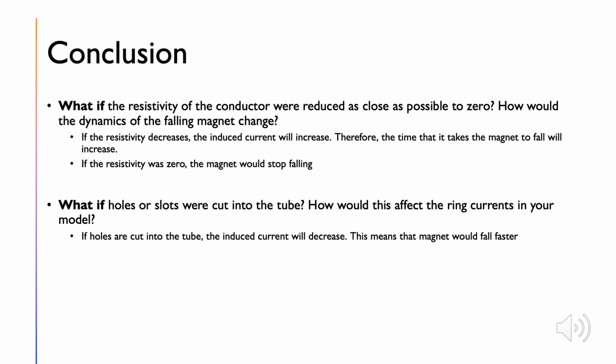If holes or slots were cut into the tube, this would affect the ring current in my model because there would be less rings and the induced current would decrease. Therefore, the magnet would fall faster.